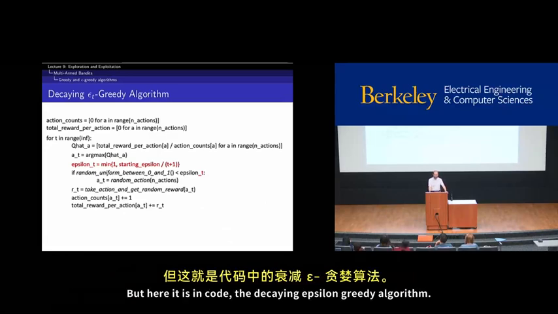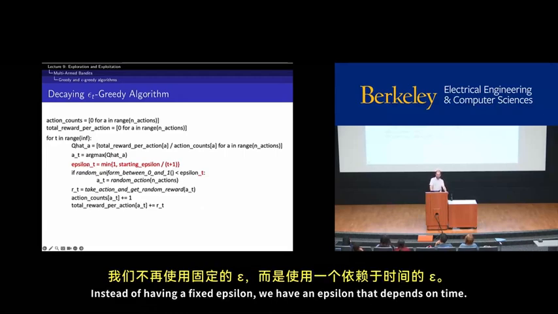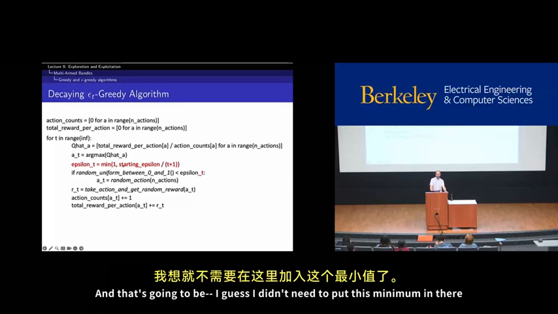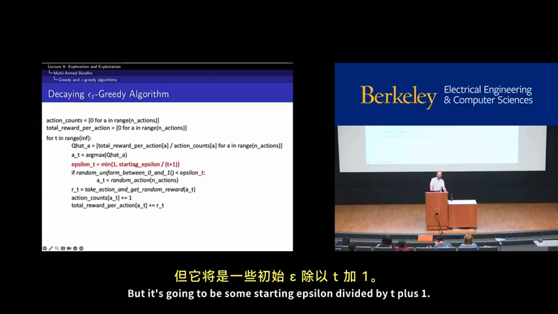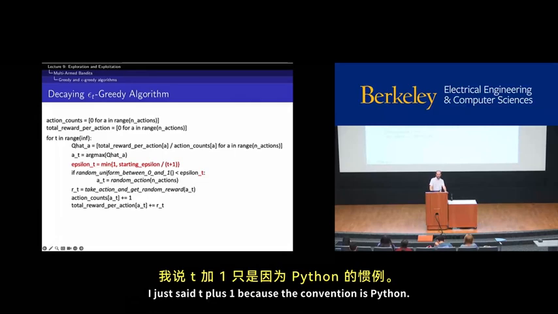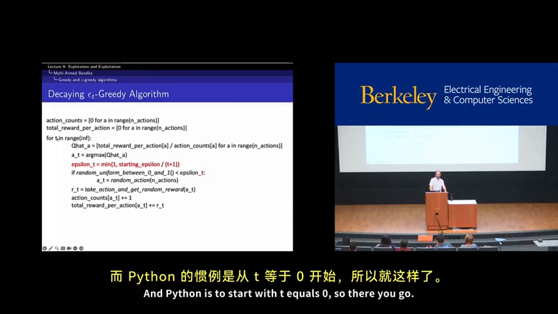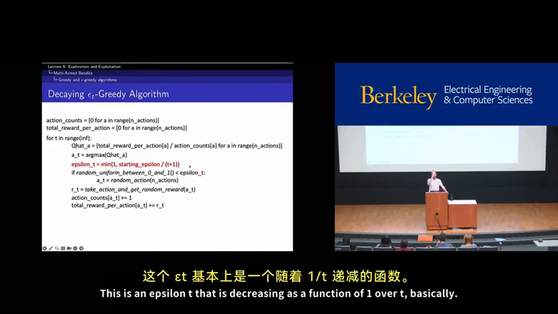But here it is in code, the decaying epsilon greedy algorithm. Instead of having a fixed epsilon, we have an epsilon that depends on time, and that's going to be, I guess I didn't need to put this minimum in there if the starting epsilon is going to be less than 1. But it's going to be some starting epsilon divided by t plus 1. I just said t plus 1 because the convention in Python is to start with t equals 0. So there you go. This is an epsilon t that is decreasing as a function of 1 over t, basically.